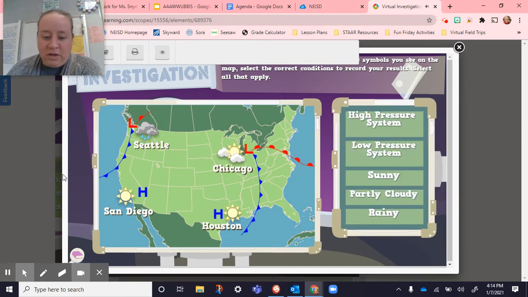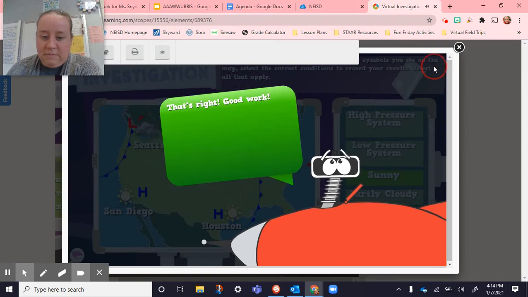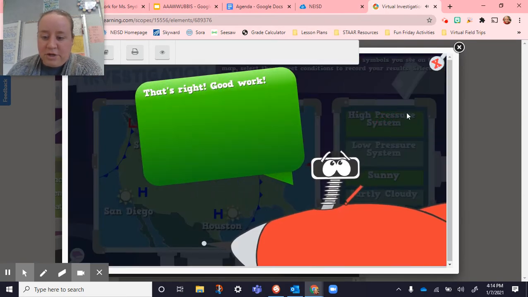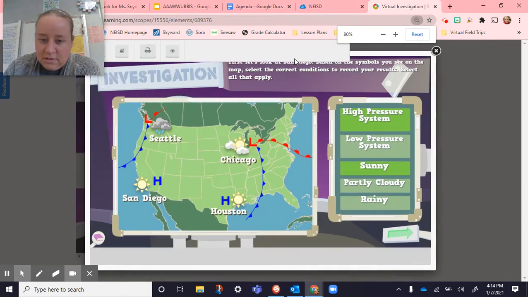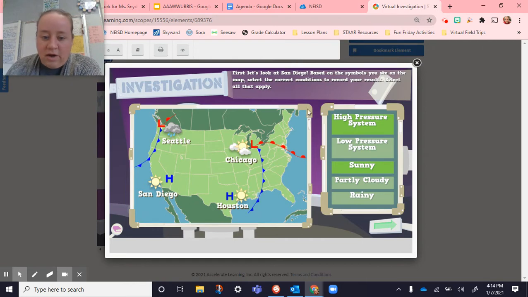All right, so now we're going to look on the map, and it's asking us about, I think it's San Diego first. So San Diego is sunny and has a high pressure system because I see that H there. Let's see if I make it small. There we go. All right, San Diego, so sunny and high pressure.